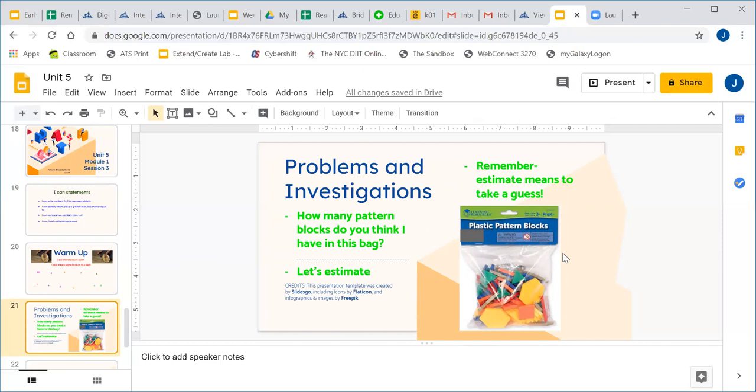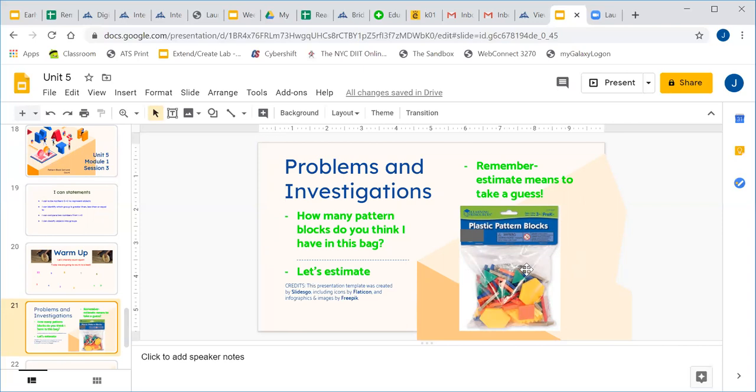Now, if we were in school, I would show you this bag and I would ask you, how many pattern blocks do you think I have in the bag? So I would ask you to kind of guess, right? I would ask you to give me an estimate. Now remember, an estimate means to take an educated guess. So I want you guys to look here at this bag of pattern blocks and give an estimate, how many pattern blocks might be here, okay?